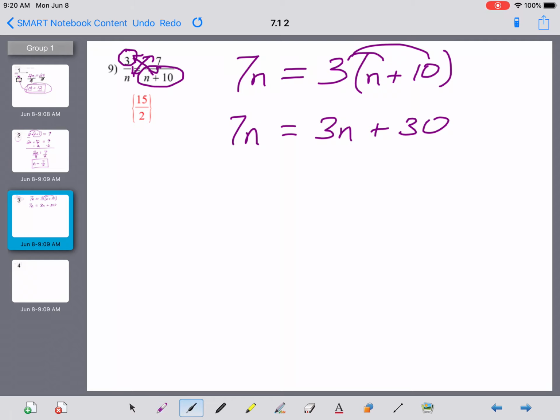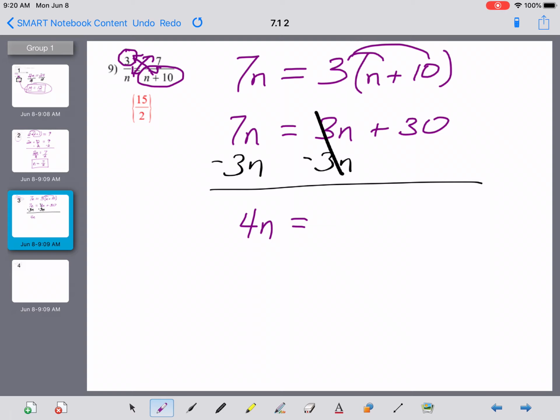All right, we usually want to move the smaller term to the larger one, so we're going to subtract 3n from the right and subtract it from the left as well. Those 2 terms cancel, and on the left, 7n minus 3n leaves us with 4n, and then just 30 over here on the right, and we're going to divide both sides by 4.